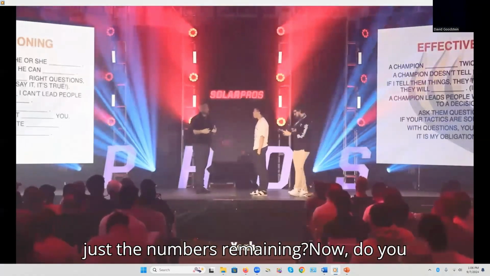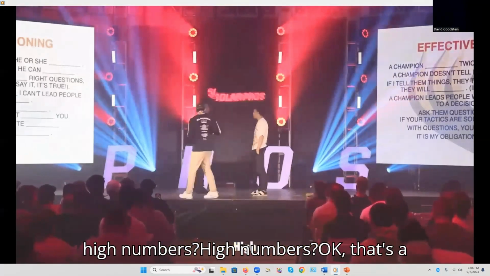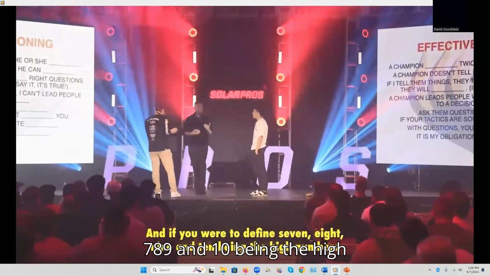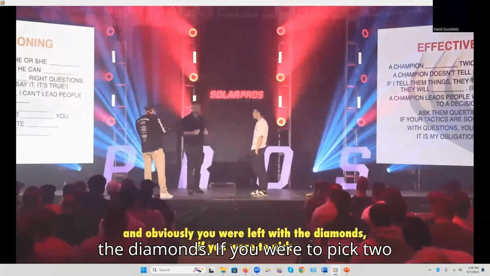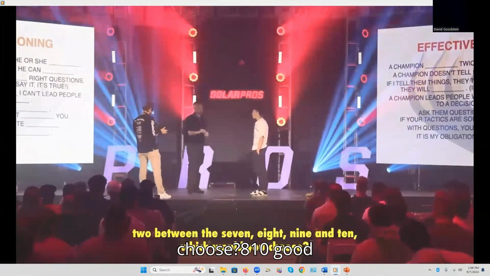Yeah. Now, do you like the low numbers or do you like the high numbers? High. High numbers, okay, that's a good choice. And if you were to define 7, 8, 9, and 10 being the high numbers, and obviously you were left with the diamonds, if you were to pick two between the 7, 8, 9, and 10, which would you choose? 8 and 10. 8 and 10, good choices.